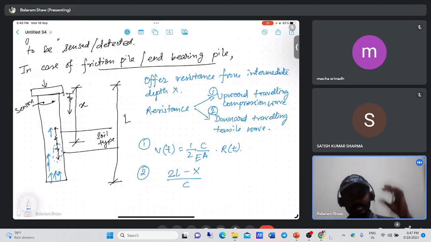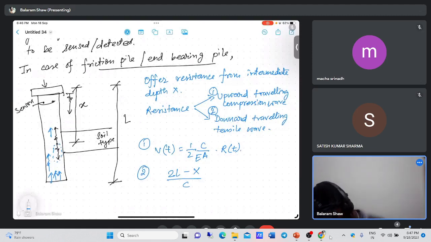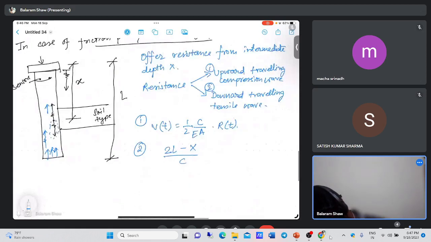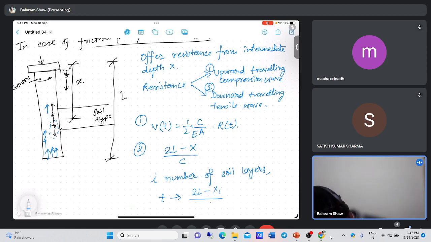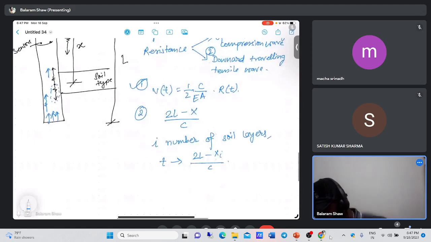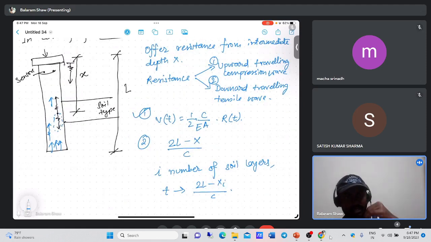Now let us say we have different layers, I number of soil layers. Then for the second component, the time will be 2L minus xi by c. The first one, the upward traveling compression wave, is easy, but here the tensile wave travels downwards first, and then it gets reflected back. Again it will come back and do like this.